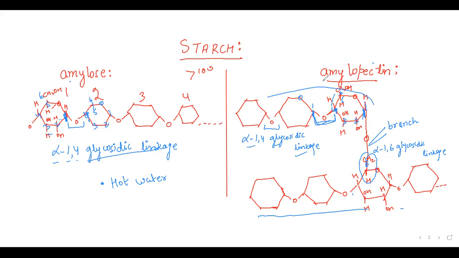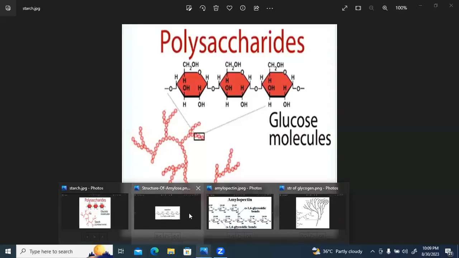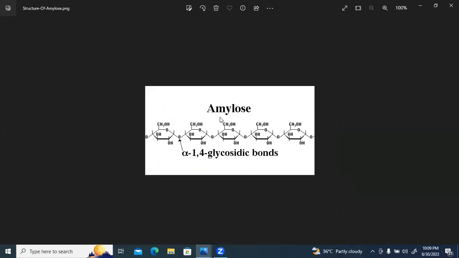So basically, amylopectin is similar to amylose. It will have two or more amylose chains with an additional alpha 1,6 glycosidic linkage. This branched structure gives rise to a very complex carbohydrate structure. Now, let me show you a picture for amylose and amylopectin. This structure is amylose. You can see we have alpha glucose, alpha glucose, alpha glucose, alpha glucose, and so on.